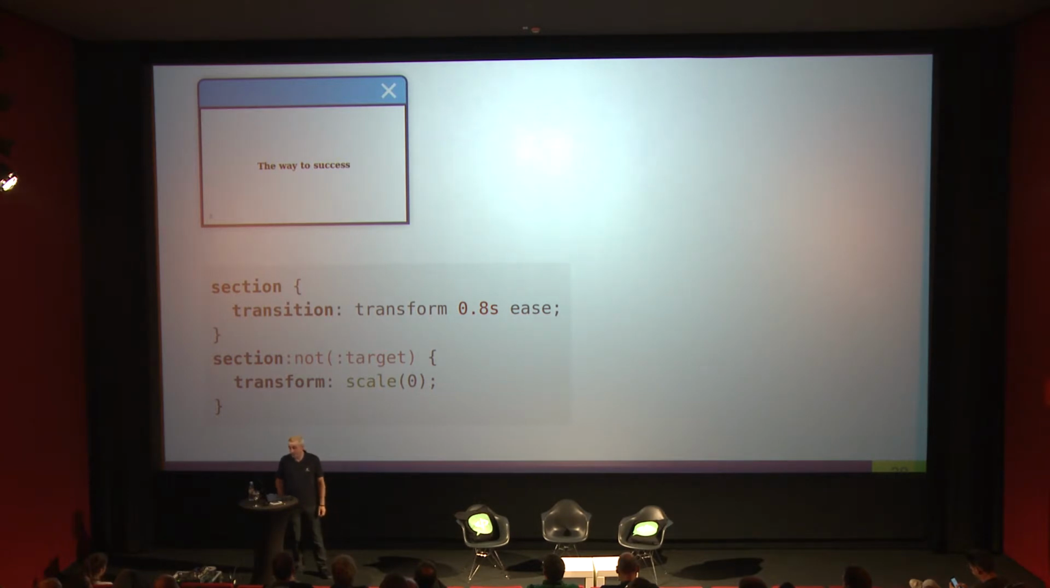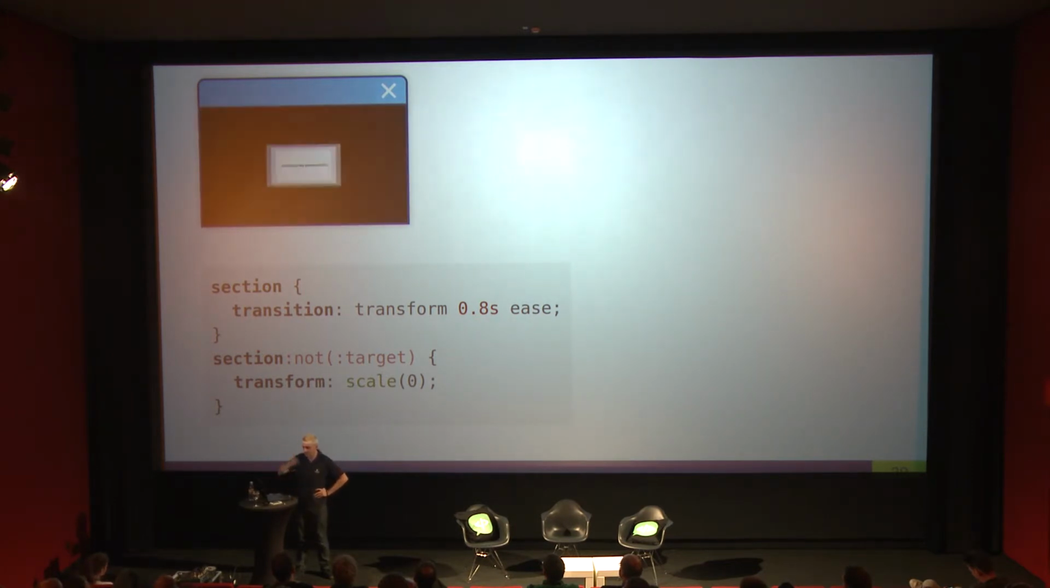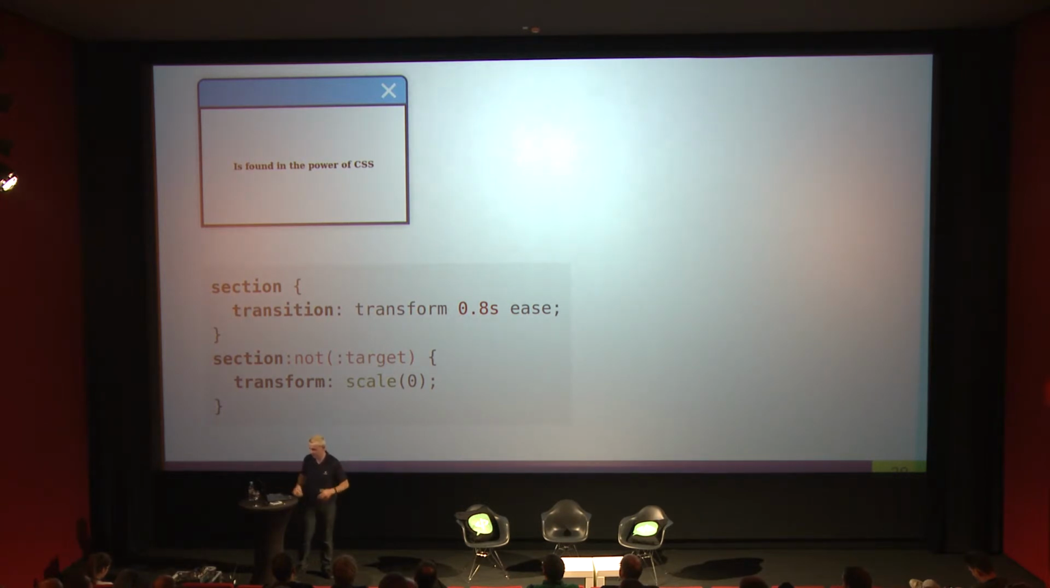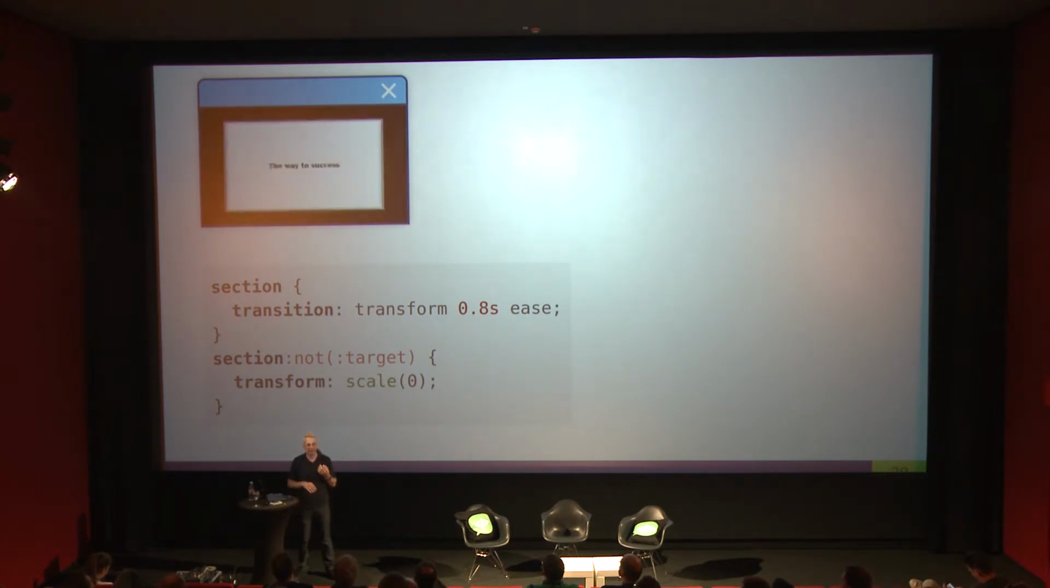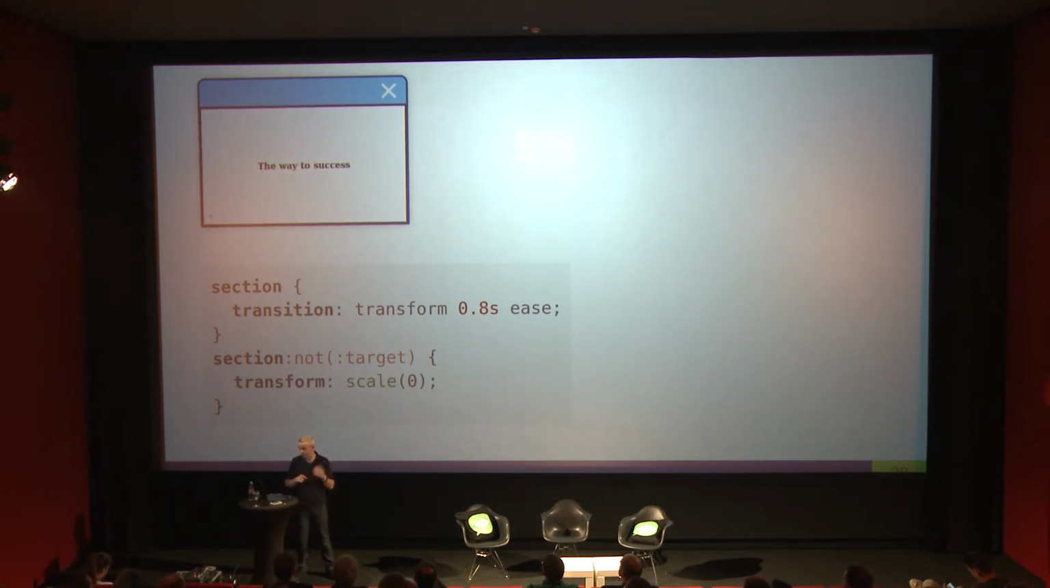I want an animation. This is not difficult. I set a transition CSS property to the section. I transition the transform property in 0.8 seconds, and the timing function is ease, so it's not linear, but a little better looking. And then I hide the slides that are not selected, not targeted, with scale 0. Scale 1 is the original size, and scale 0 is nothing, so I just shrink the slide out of the view.